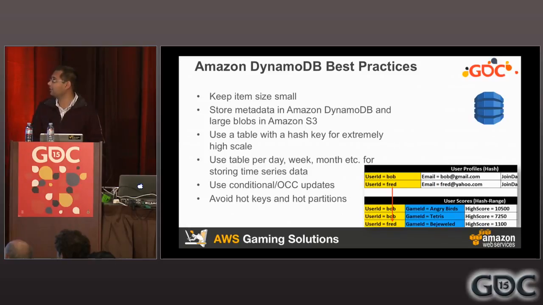Use a table with a hash key for extremely high scale, so you can do easy queries. For time series data, we recommend, because it's so easy to create and drop tables within DynamoDB through an API call, say you're just storing information on how many people downloaded particular downloadable content in a particular week. You create a time series table, you aggregate all that data, send it to your data warehouse, and then you just delete that table. You save on storage. It's very easy to do. You just keep creating tables on a time frame basis.